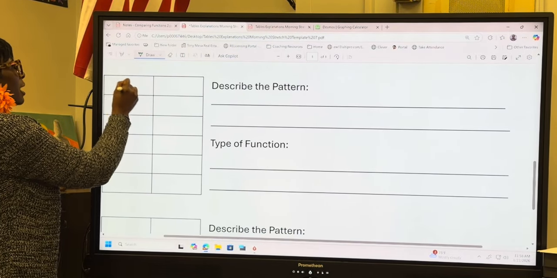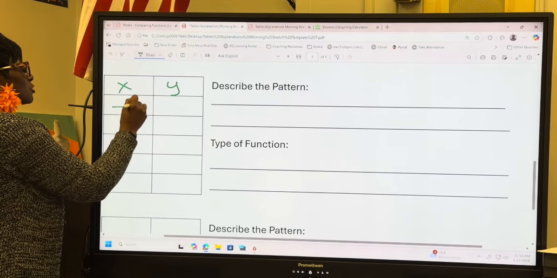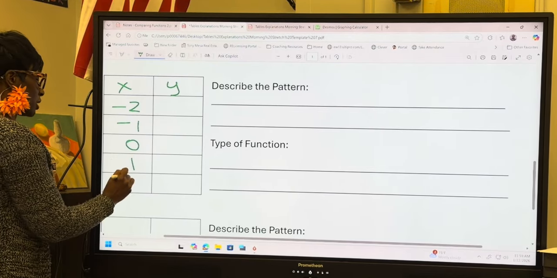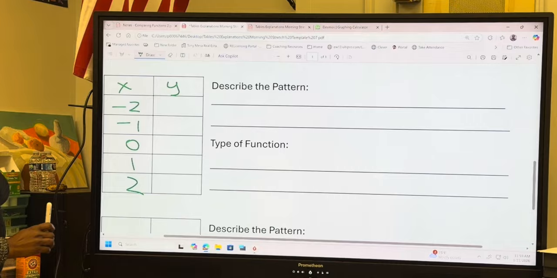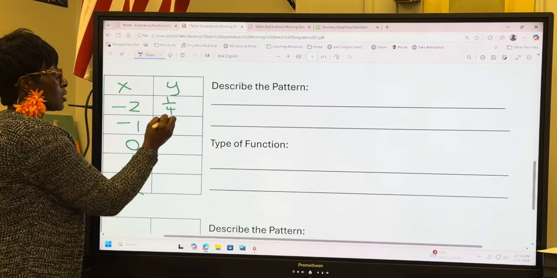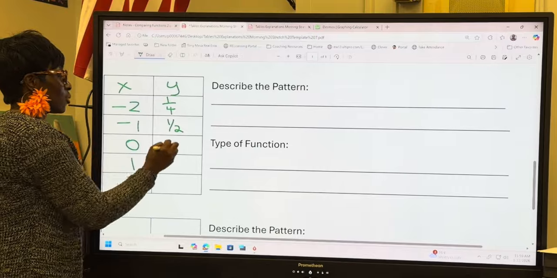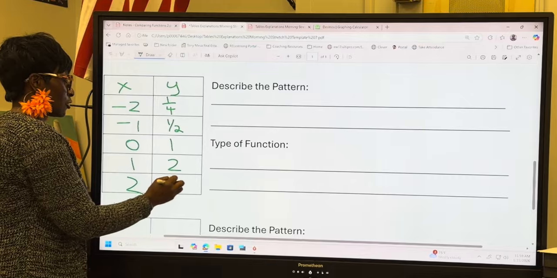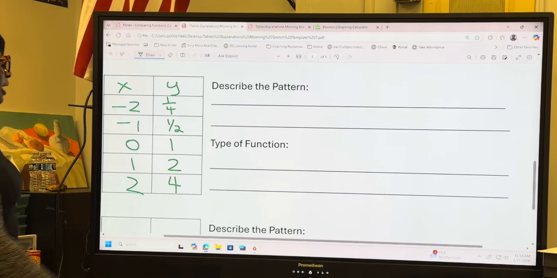For this one, we got x and y, got -2, -1, 0, 1, and 2. What is my range for this problem? 1/4. 1/4, 1/2. 1/2, 1, 2, 1, 2, 4. 4. All right.